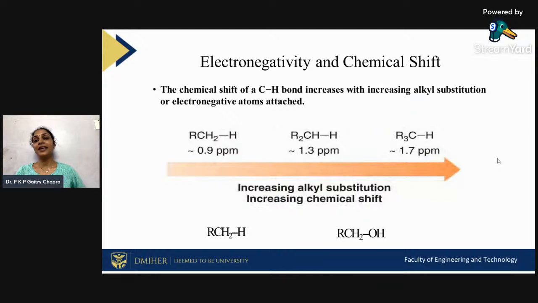So, electronegativity and chemical shift. We have already seen an example, CH3Cl, in the last slide. As there is a presence of Cl, it is an electronegative atom. It takes away the electrons from the vicinity of the protons, and so your proton becomes de-shielded and the signal shifts downfield. Similarly, it has been indicated in this particular slide as well. As there is the presence of an electronegative atom, it will reduce the electron density near your nucleus and your signal will shift downfield.